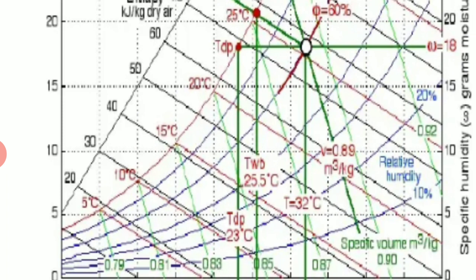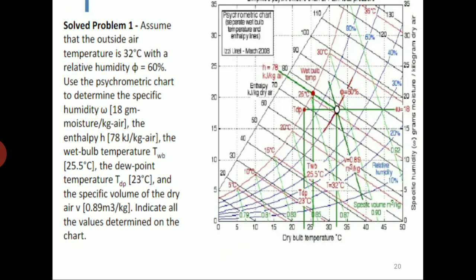So you can take it as 0.88 or 0.89 also. These are approximate values. The specific volume will be nearer to 0.90, so you can take it as 0.88 or 0.89. Hope the problem is clear. Okay, fine. So let us move on to the next problem.